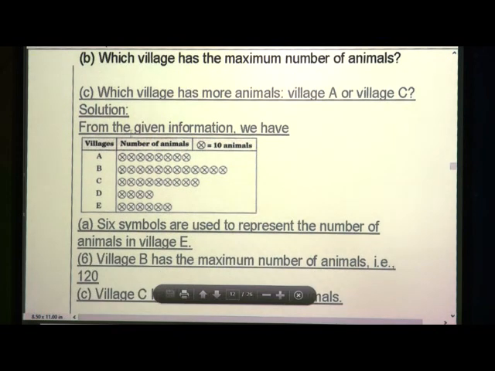Okay. Question C, which village has more animals, village A or village C? Which has more animals? Yes, village C has more animals.